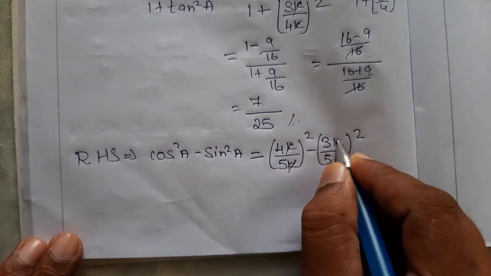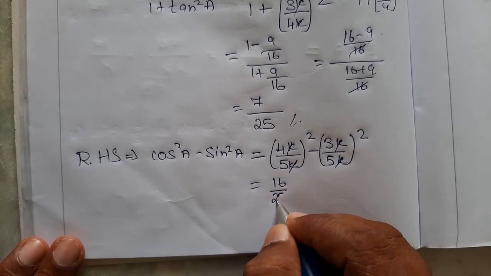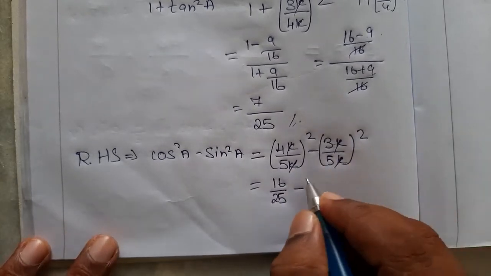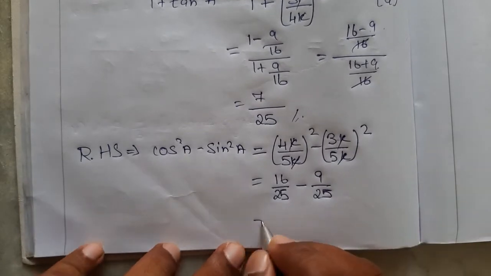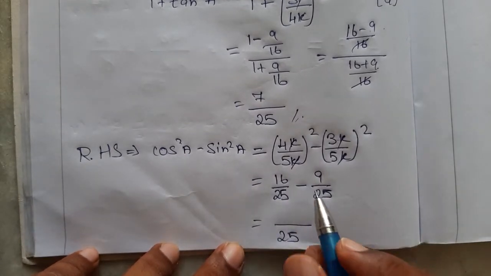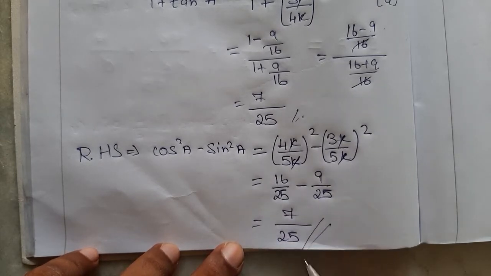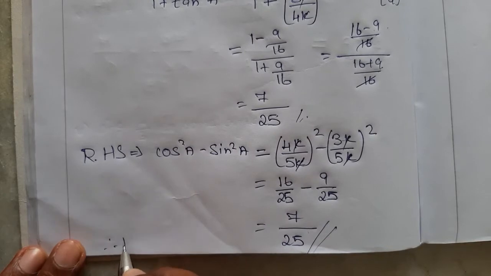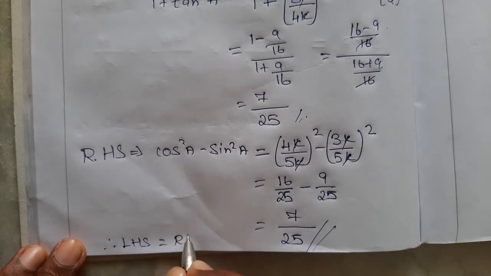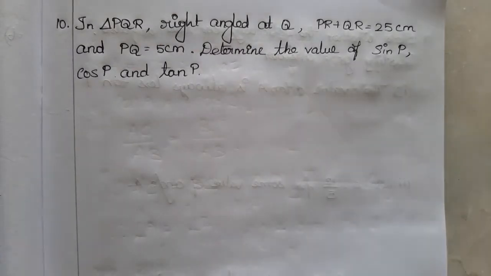The k's get cancelled. If we square, we will be getting 16 by 25 minus, here also, 3 3s are 9, by 25. The denominator 25 will be the same, and 16 minus 9 is the same, right? So LHS and RHS are equal. Therefore LHS is equal to RHS.